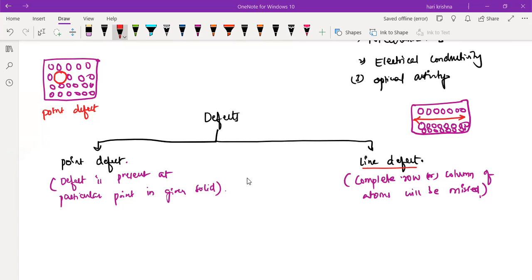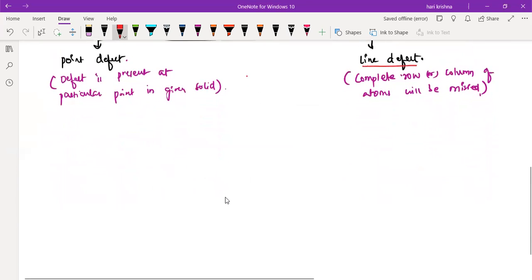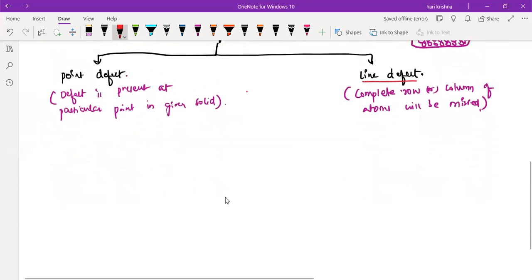So defects are two types. One is a point defect. The other one is a line defect. Point defect means which has happened at a particular point in the solid. Line defect means a complete row or the column of the spheres will be missed in the given solid.